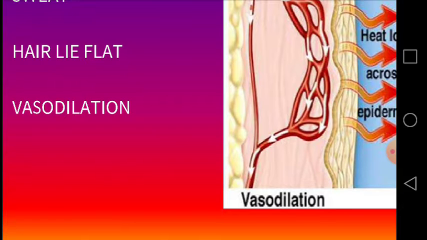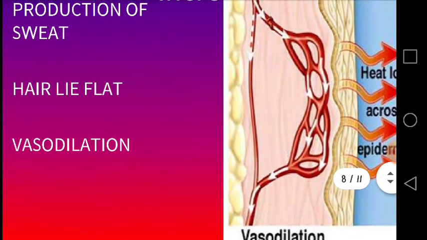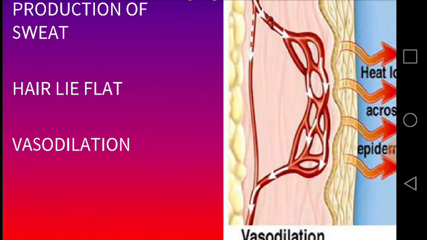This is how vasodilation also contributes in reducing the body temperature and maintaining it at 37 degrees centigrade. So dear students, these are the three ways in which any increase in the body temperature can be managed. As I have discussed with you: the production of sweat, the hair lying flat, and vasodilation.